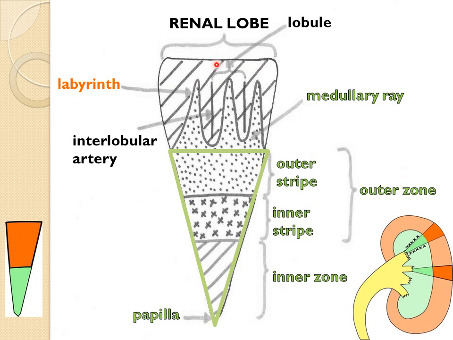Then this would be the cortical tissue, and that part of the cortical tissue which is situated between those rays is called the labyrinth. Now what is a labyrinth? Have you heard of that term before? It's like a maze.